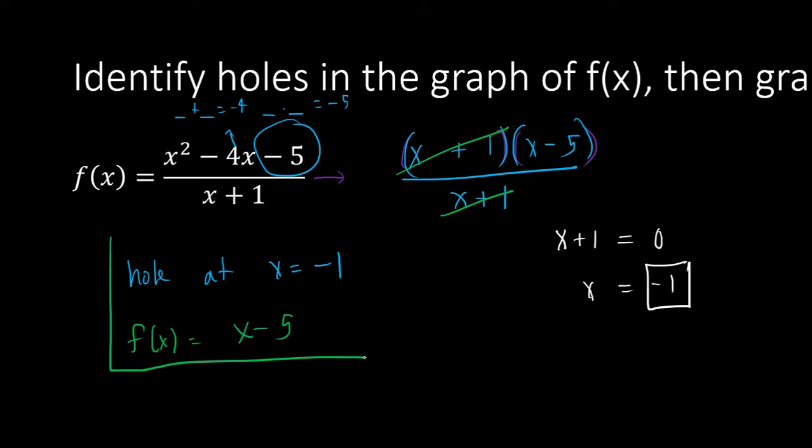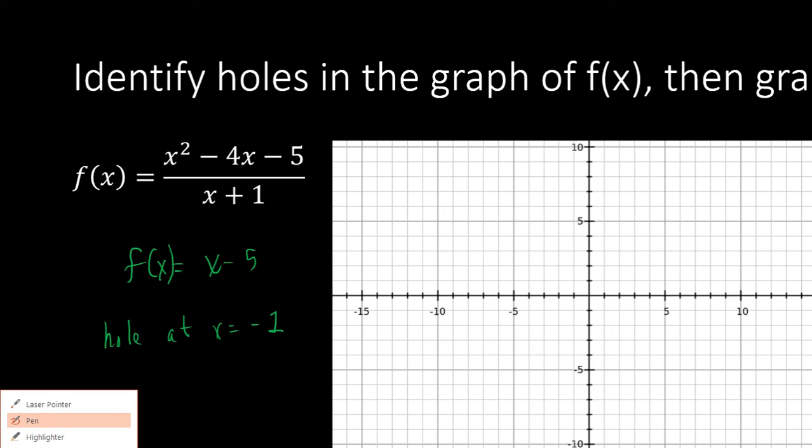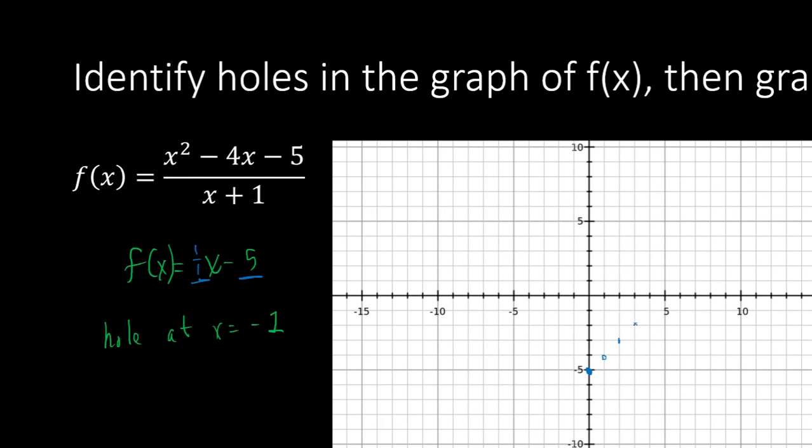So I'm going to use these two pieces of information to graph. I know I have a hole at x equals -1, and I know that my function is equal to x minus 5. So f of x equals x minus 5, and I have a hole at x equals -1. To graph this, I will start with my y-intercept, which is equal to -5, my slope, which is 1 over 1, so up 1 over 1, up 1 over 1, up 1 over 1, and so on and so forth, and in the other direction. So there's the outline of my line.